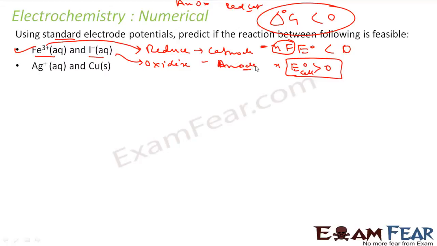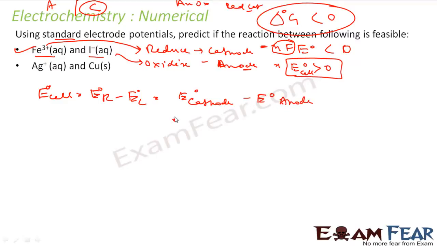Correct? So E of cell is nothing but, you know that, E of right minus E of left, and we're finding E0 actually. What is E of right? In this we have seen that we have anode on this side and cathode on this side, AC. So that is nothing but E0 of cathode minus E0 of anode.